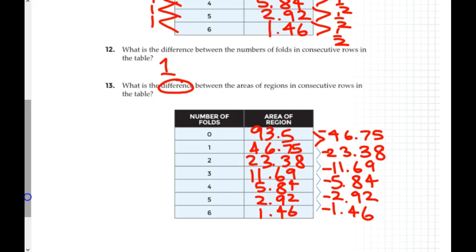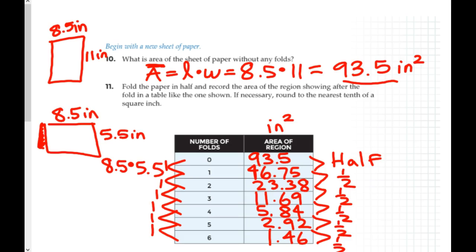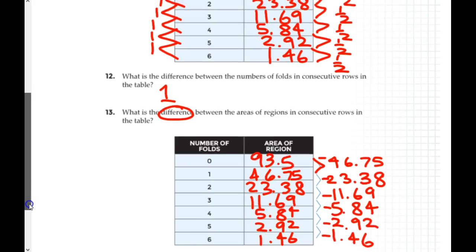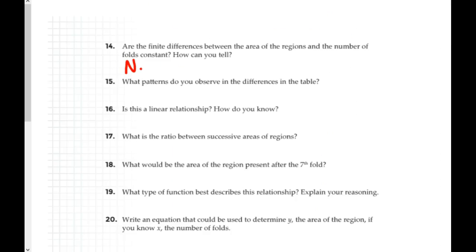Moving on. So, last page. Are the finite differences between the area of the regions and the number of folds constant? So again, were these differences constant? They're not all the same. So no. The differences differ. What patterns do you observe? So what was happening each time again?